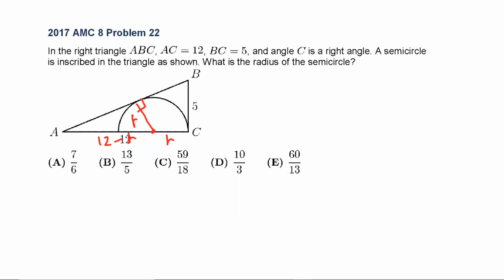Yeah, if you use the two tangent theorem, then that means that this length here is also 5. And the hypotenuse AB is equal to 13, so 13 minus 5 is 8, so this would be 8. And then you could set up the Pythagorean theorem with these three numbers and solve it.